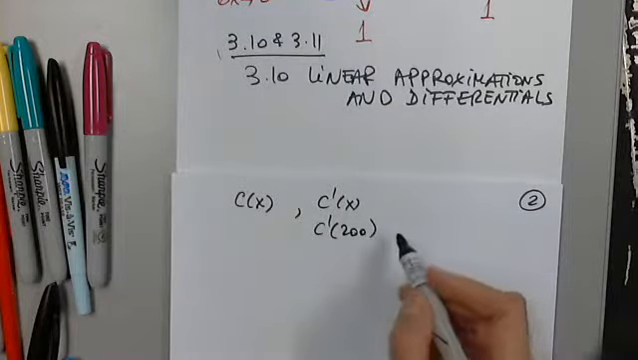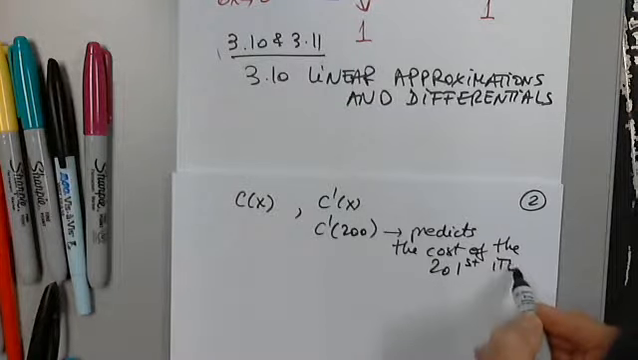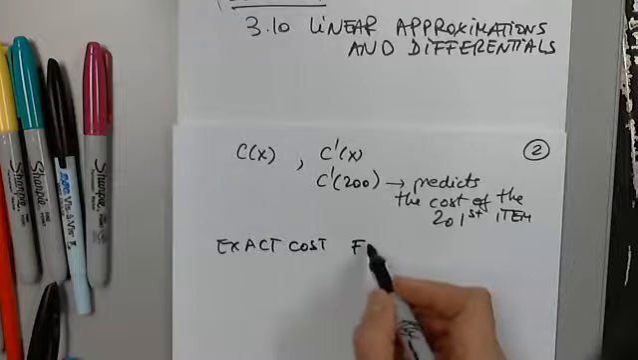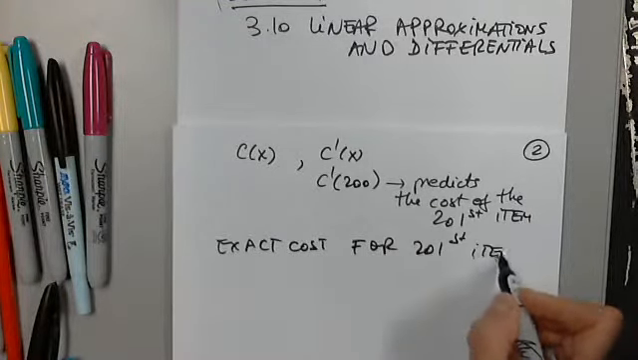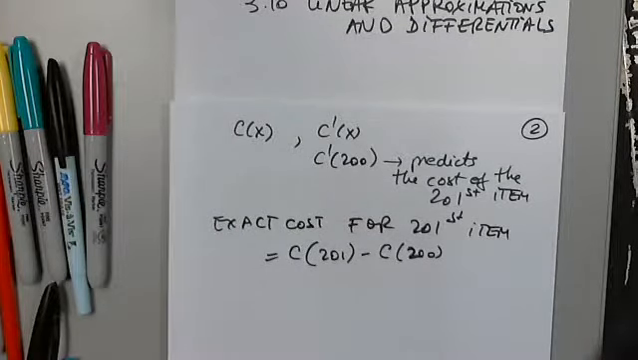C prime of 200, we said, predicts the cost of the 201st item. But the exact cost for the 201st item is C of 201 minus C of 200. This is the exact cost. So what happens here is this. At 200, there is a tangent to the graph of cost. When x is 200, there is a tangent line. If I deviate from 200 just a tiny bit, not go to 300, but from 200 to 201, I will still be using this slope, right? C prime of x. It's not going to make a difference.